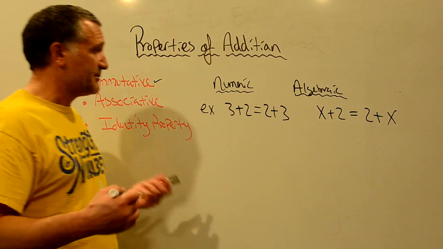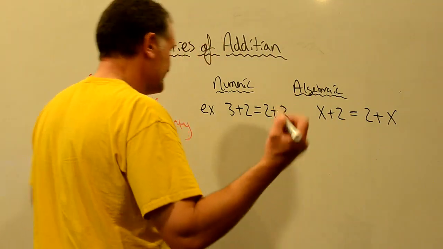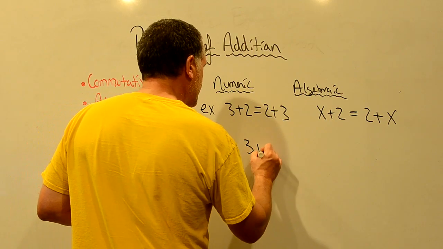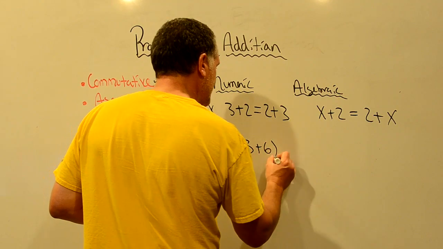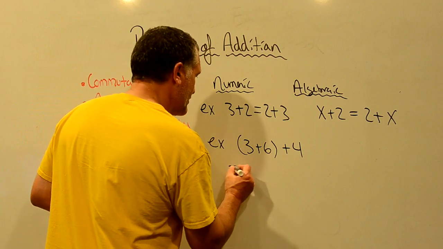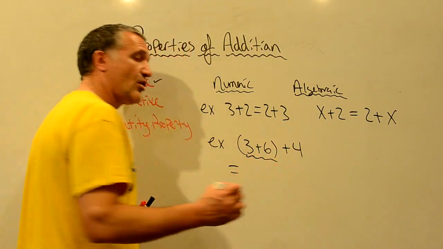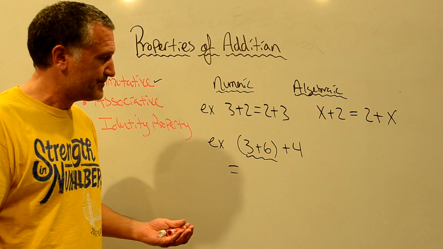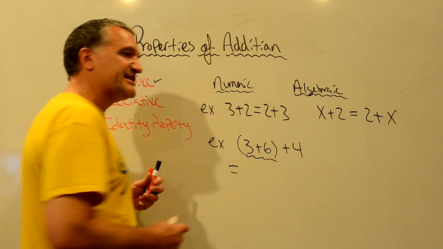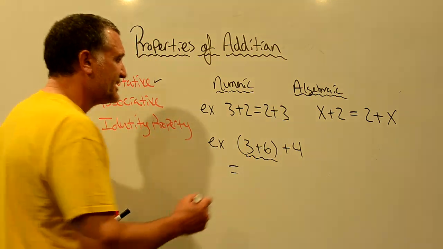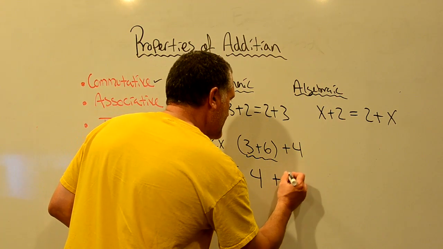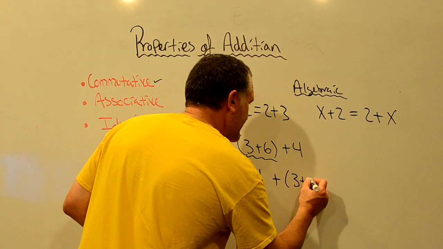So, let me give you a couple more. Let's say, for example, you see 3 plus 6 in parentheses plus 4. Okay, how could that be re-expressed? Well, the parentheses are one term. Okay, so what we have in the parentheses are grouped together. So if somebody asked me to use the commutative property for this, I would be looking at this addition sign. I would put the 4 over here and add that to the grouping of 3 plus 6.